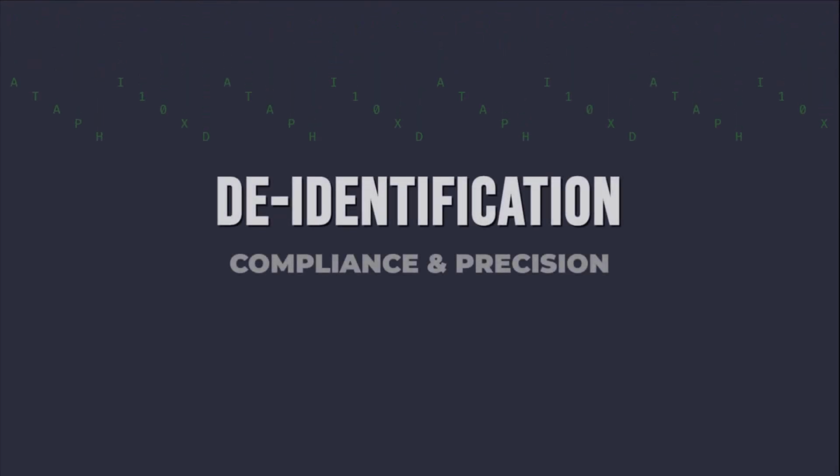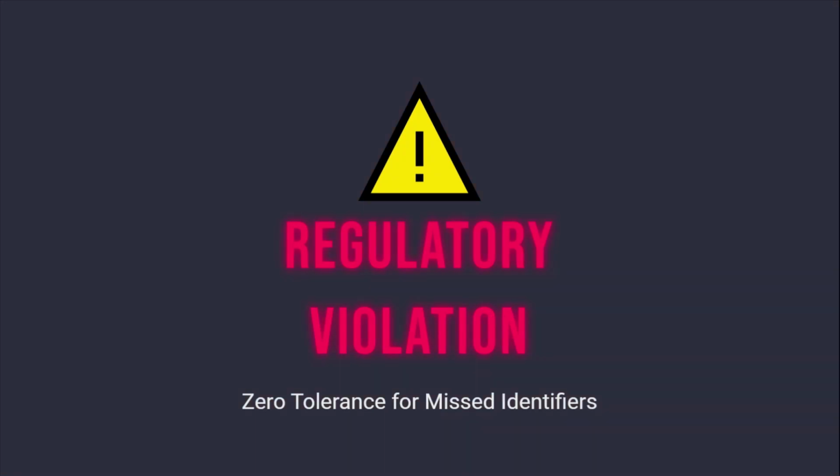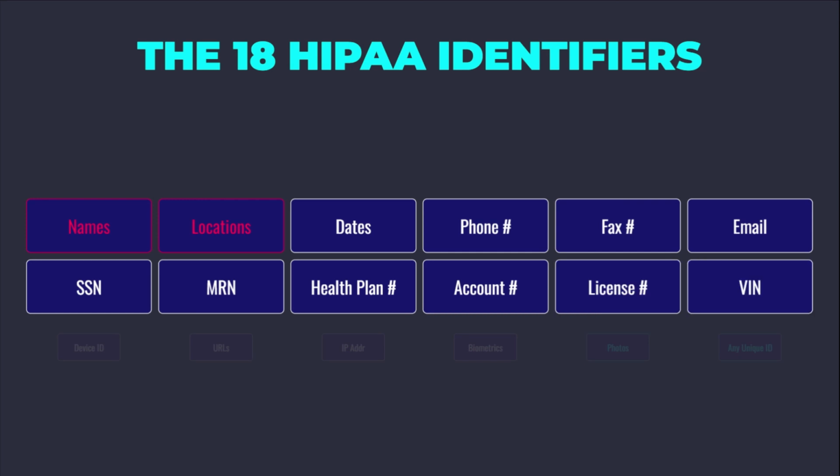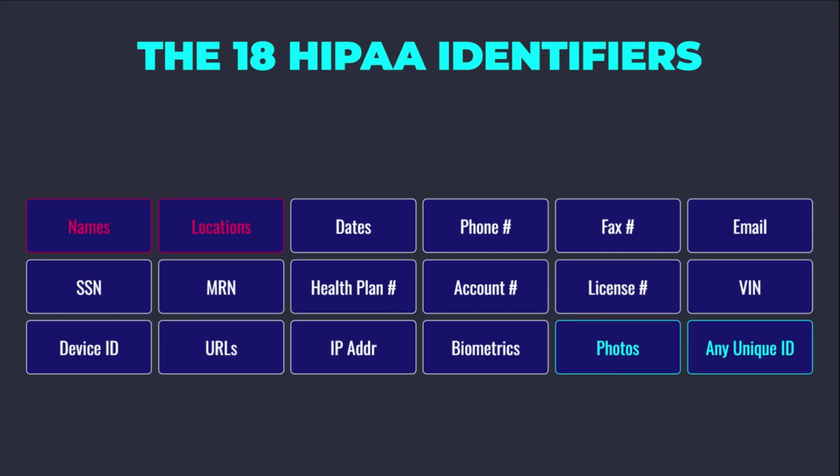Achieving de-identification compliance requires isolating protected health information, or PHI, with near-perfect precision. A single missed identifier constitutes a major regulatory violation. Our initial step involves defining the target scope, the 18 HIPAA identifiers.